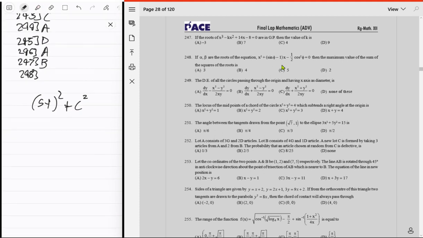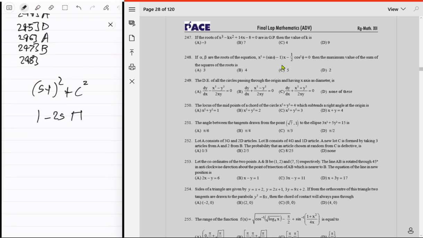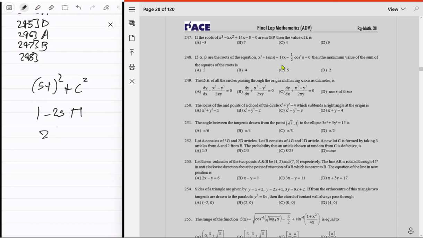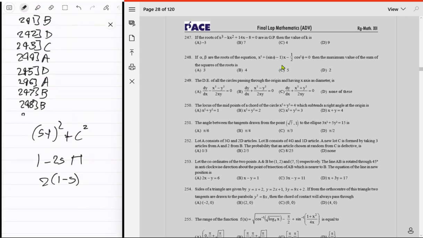Okay, so what will this become? It is 1 minus 2s plus 1. So like 2 minus 2s, basically 2 times of 1 minus s. Right, now what do we have to do? Maximum value of this thing is just 4, of course. So B is the answer. Next question, 249.